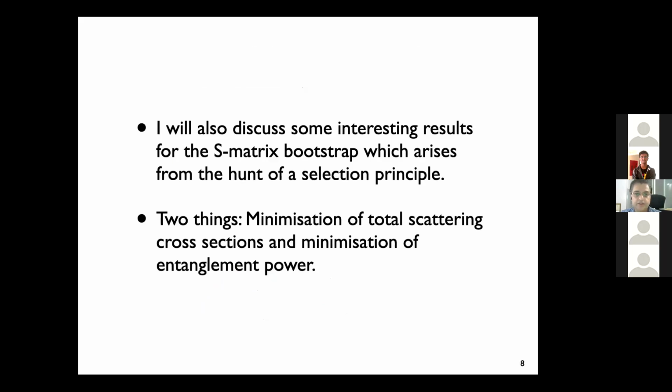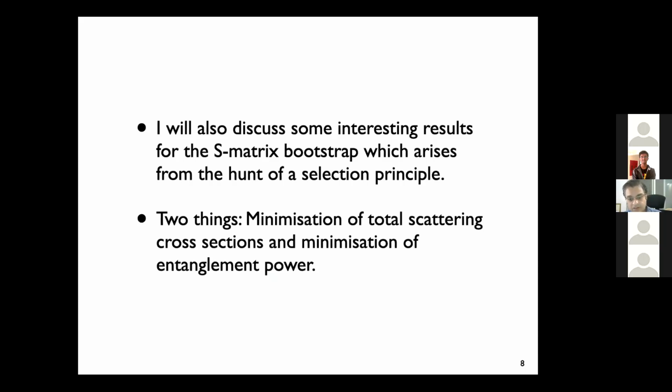Okay. So I will describe some of these interesting results for the S-matrix Bootstrap, and essentially tell you a little bit about our hunt for a selection principle. What is so special about the standard model? Just to get you more interested in this question, there are a couple of things that we'll focus on. One of them is a minimization of the total scattering cross-section, and I'll tell you why this is the natural thing to do so far as the standard model is concerned.